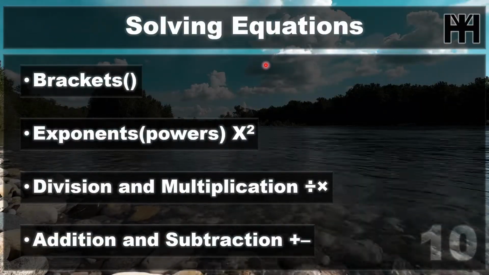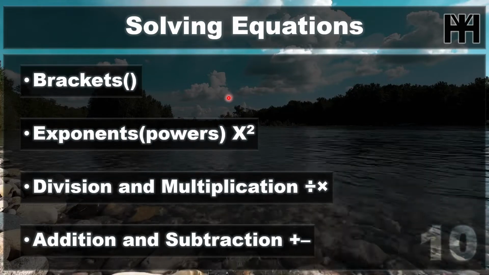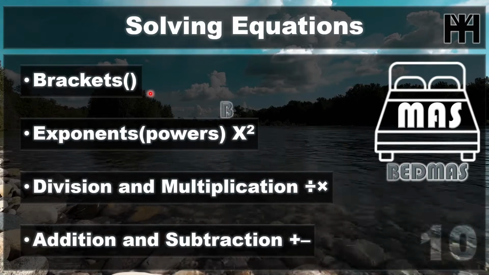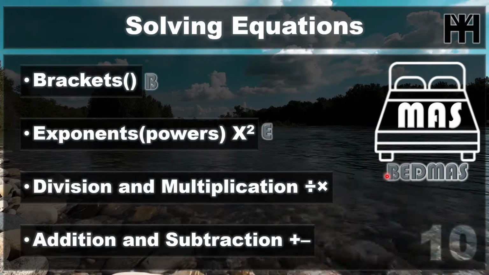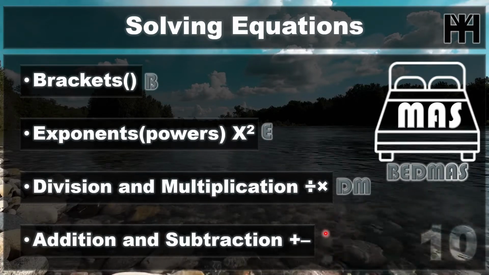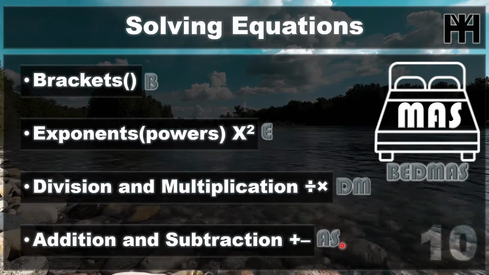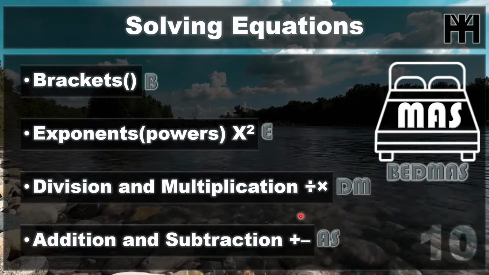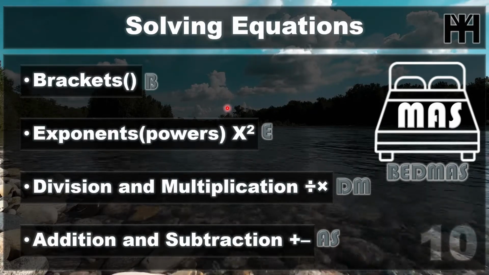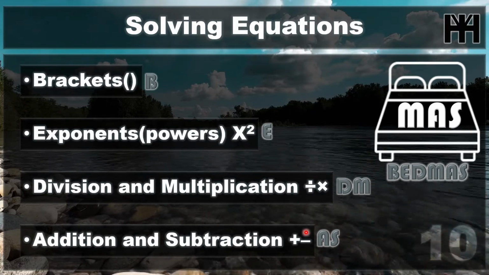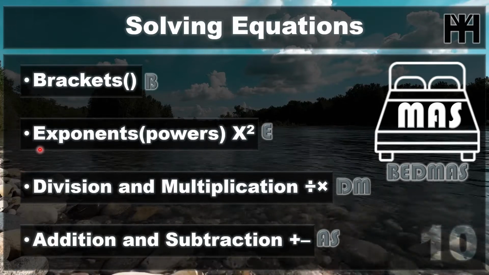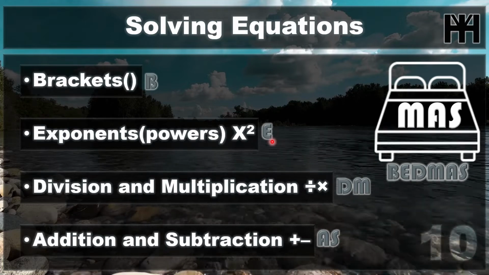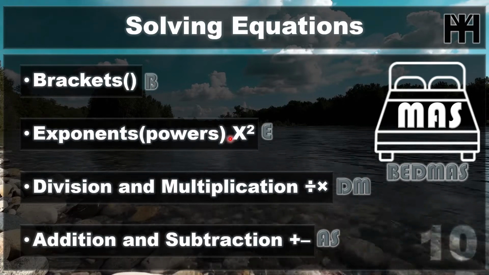For solving equations, I want you to remember the order of operations. We first start with the brackets, then the exponents or powers, then division and multiplication, then addition and subtraction. But here we are solving an equation, so we have an unknown. So we will follow these steps, but in reverse. So the addition and subtraction first, then the division and multiplication, then the exponents, then the brackets.